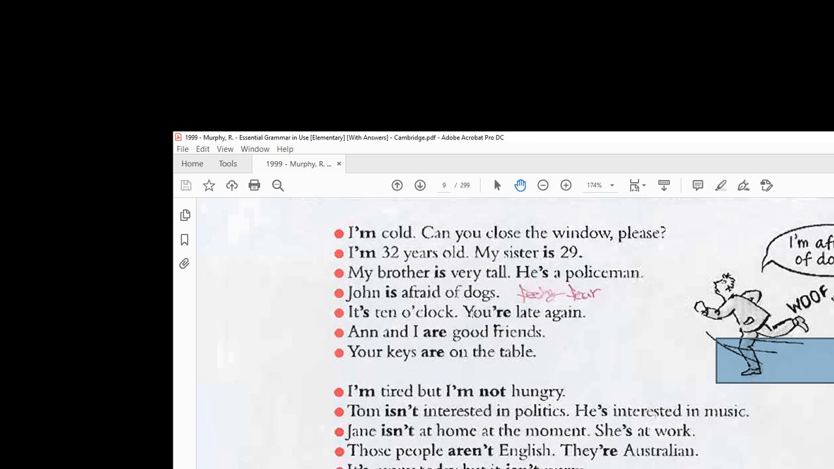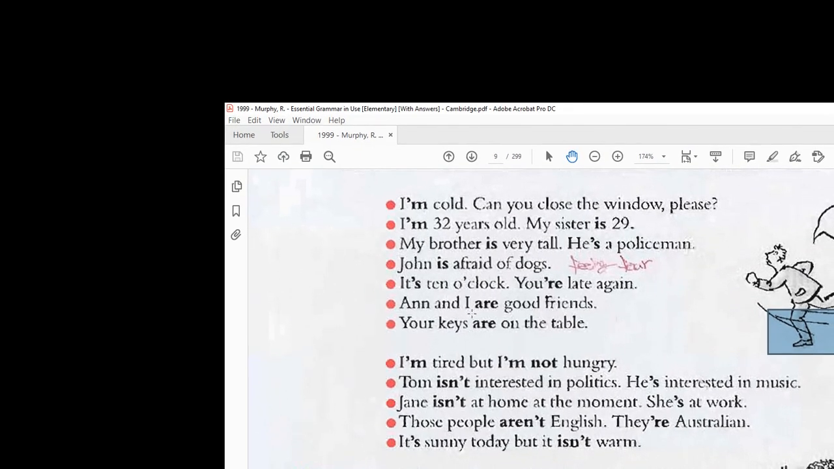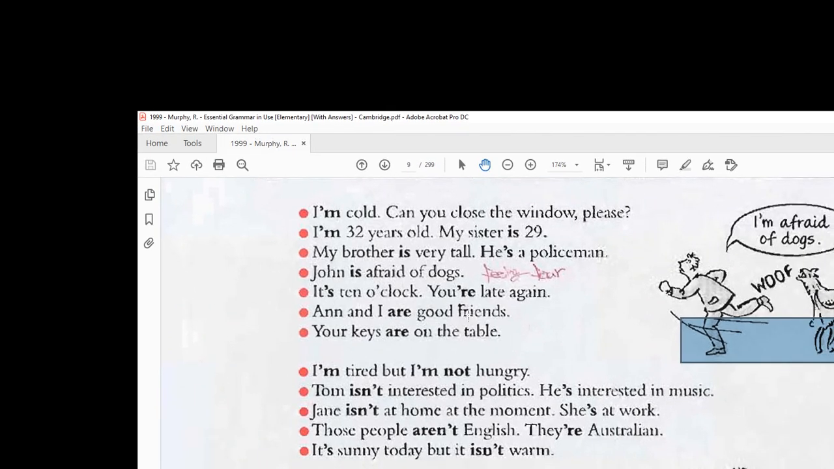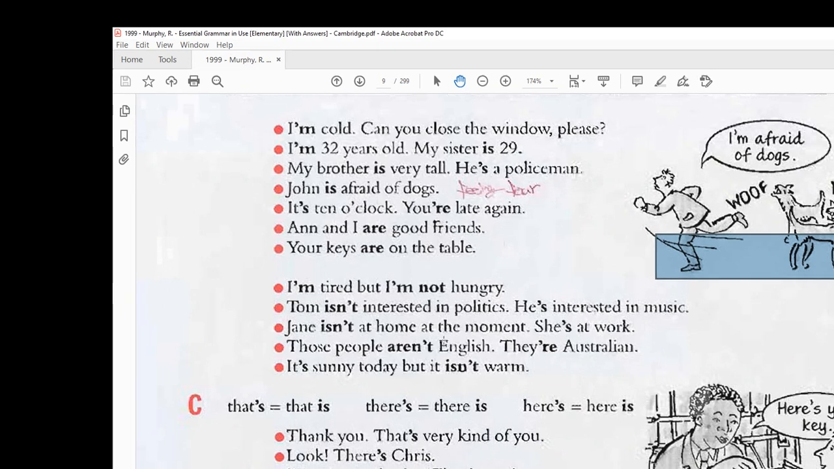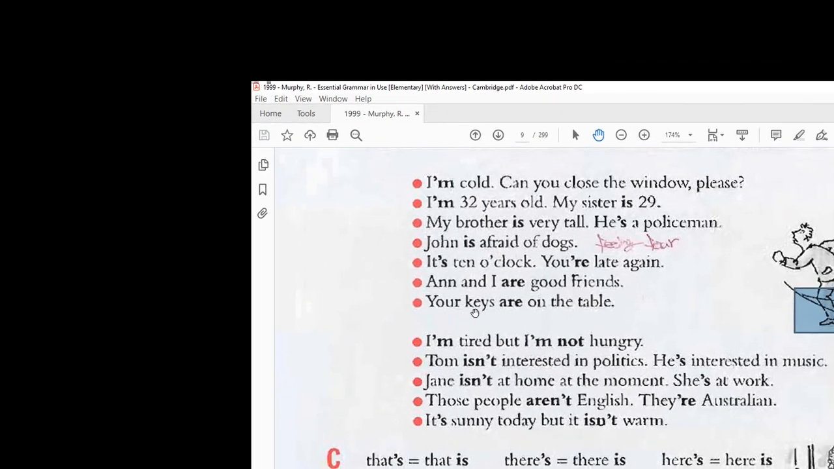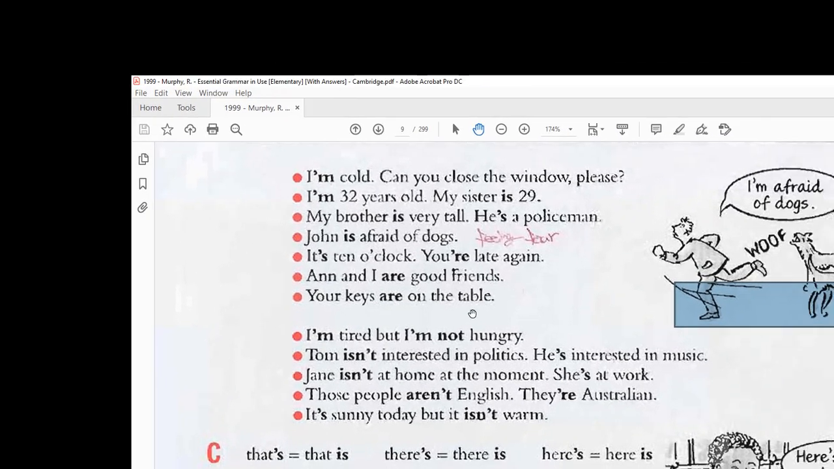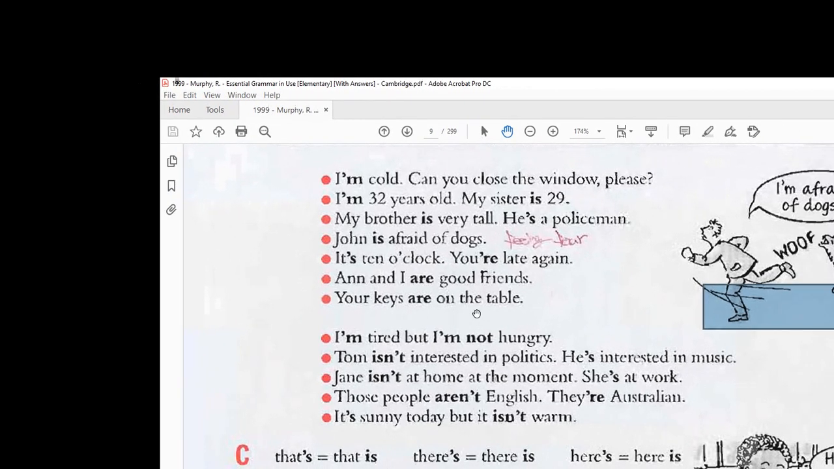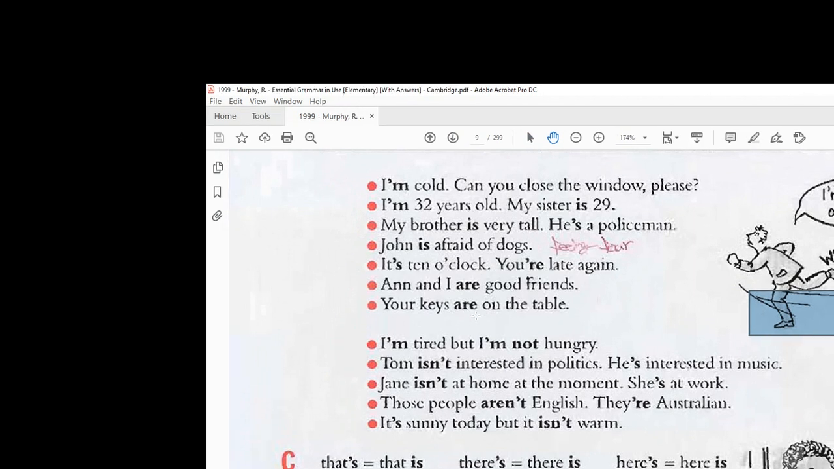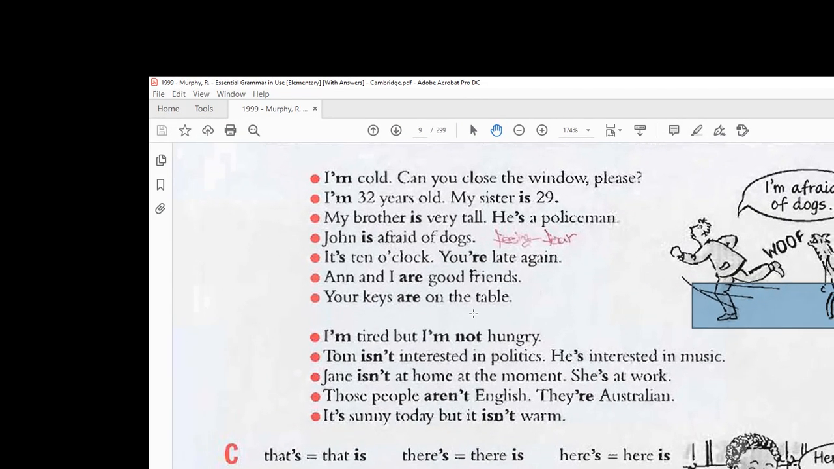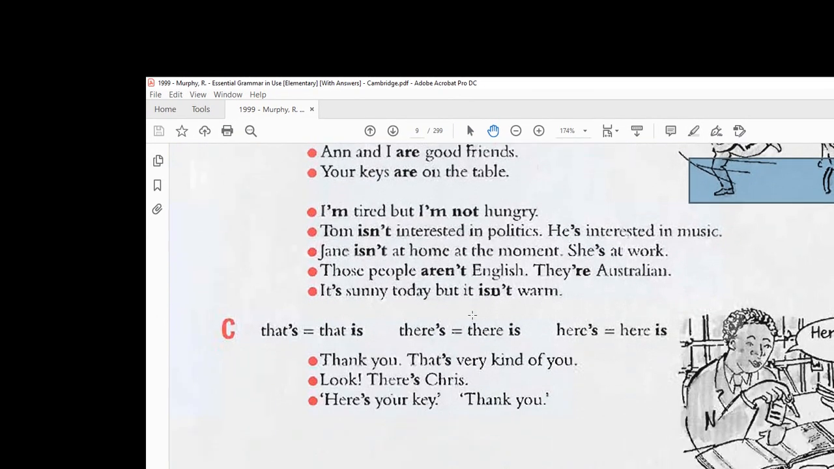And die, yes, connect that D sound to the I sound. And die are good friends. There you go with the other one. It says, your keys are on the table. Your keys are on the table. You could even say it faster. Your keys are on the table, connecting everything. All right, so that's about that.